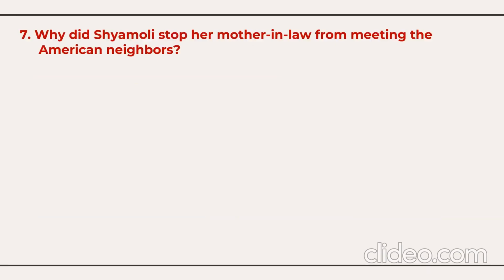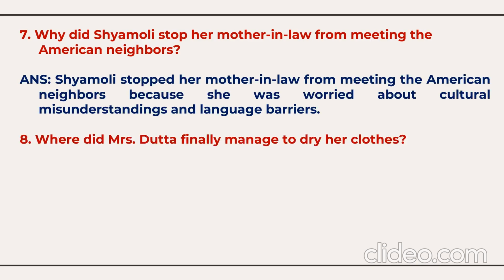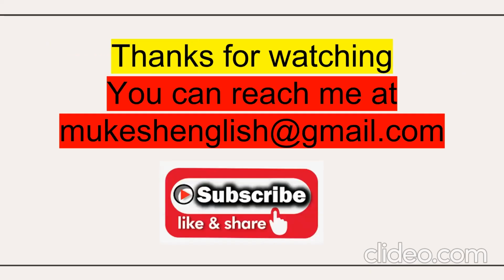Then, why did Shamoli stop her mother-in-law from meeting the American neighbors? Shamoli stopped her mother-in-law from meeting the American neighbors because she was worried about cultural misunderstandings and language barriers. Where did Mrs. Datta finally manage to dry her clothes? Mrs. Datta finally managed to dry her clothes on the rooftop of their apartment building. So this is how we have discussed the important lesson, Mrs. Datta Writes a Letter. I have made a mistake in the first question. Mrs. Datta goes to California, America, to stay with her son Sagar, not with her husband. Kindly correct, it's a typo error.